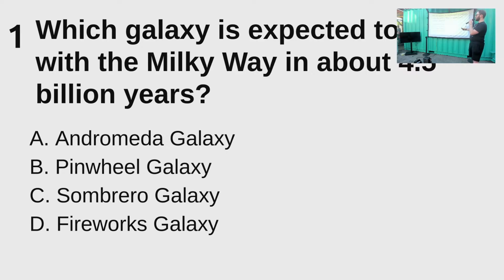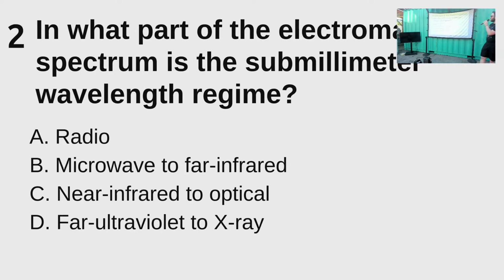All right, question 2. In which part of the electromagnetic spectrum is the submillimeter wavelength regime? We'll be hearing a lot about this during Tiara's talk. Is it A, in the radio, B, in the microwave to far infrared, C, near infrared to optical, or D, far ultraviolet to X-ray?